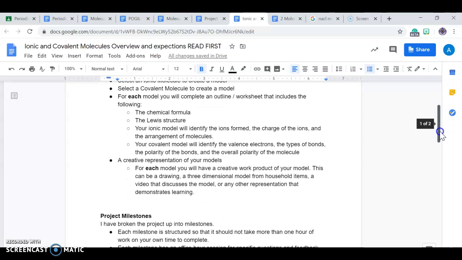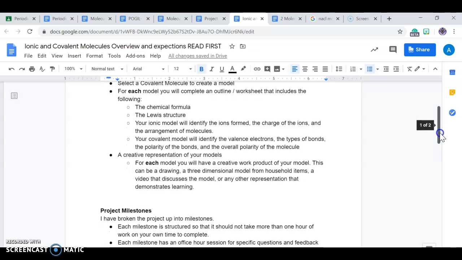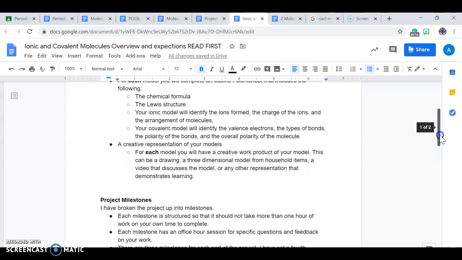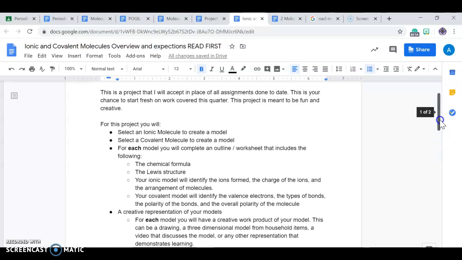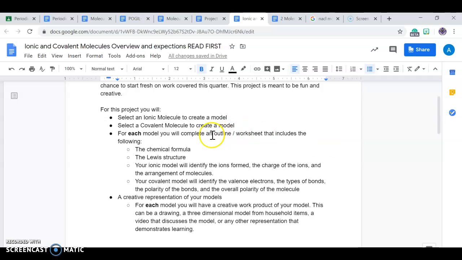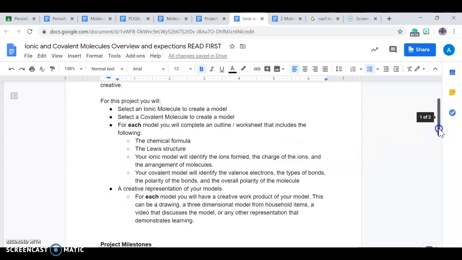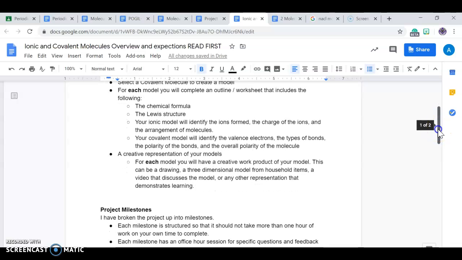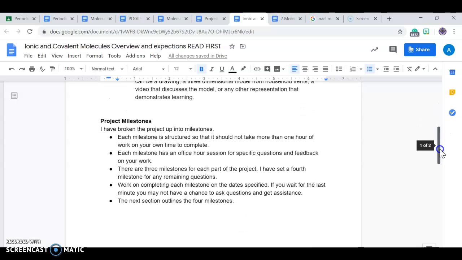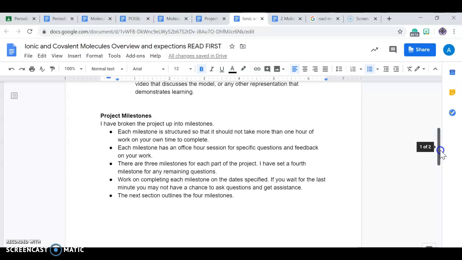Drawing, three-dimensional model, it's up to you guys. You can do a video. You just have to check in at each milestone. So your outline, you're going to include your chemical formula, your Lewis structure. That's all going to be contained in the outline along with some background information, and then you'll have your model. Each milestone is structured so it's about 2 hours worth of work.